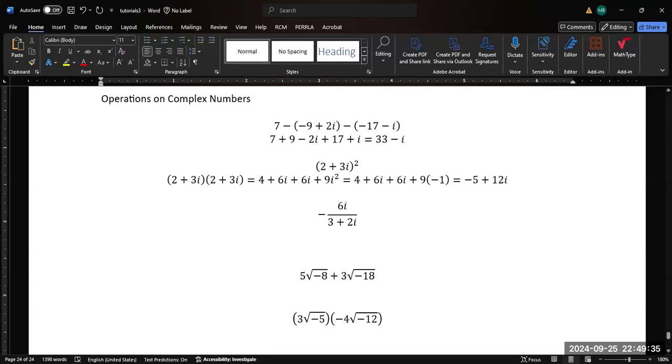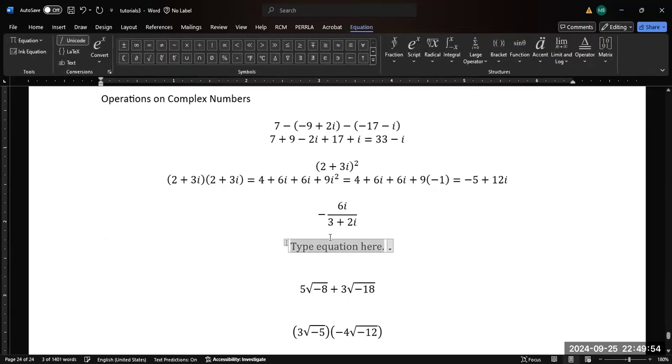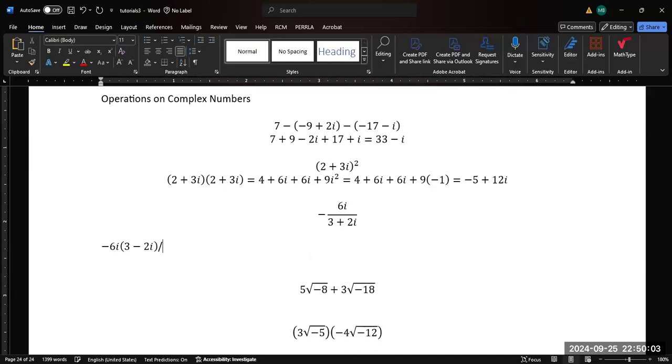Now, when we work with fractions, in order to split our terms into the standard form, a, the real part, plus bi, the complex part, we can't have division like this. So we need to get the complex number out of the denominator. And so that means we're going to multiply by the conjugate. So -6i times 3 minus 2i, and then we're going to divide that by 3 plus 2i that was there originally, and another copy of 3 minus 2i.